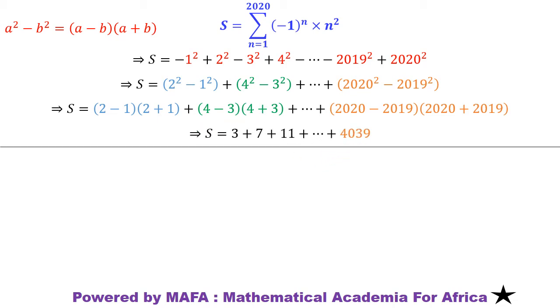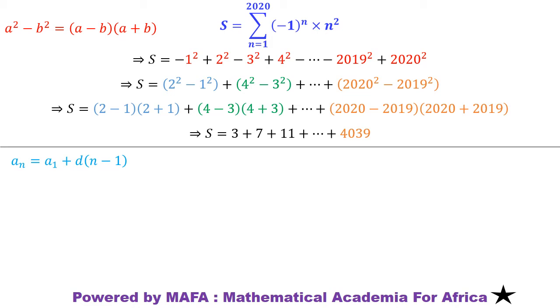Expanding the terms, we have 3 plus 7 plus 11 right up to 4039. Now, what can we say about this? We see that it is simply the sum of an arithmetic sequence. The arithmetic sequence is simply defined as an is equal to a1 plus d into n minus 1. n is the number of terms, a1 is the first term, and d is the common difference, which is the difference between any two consecutive numbers.